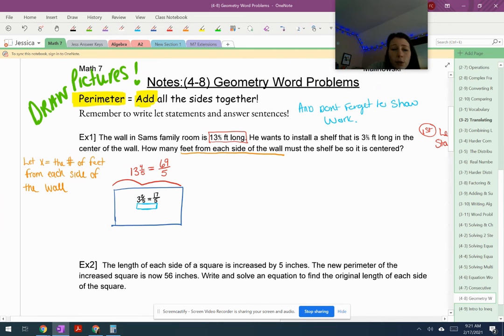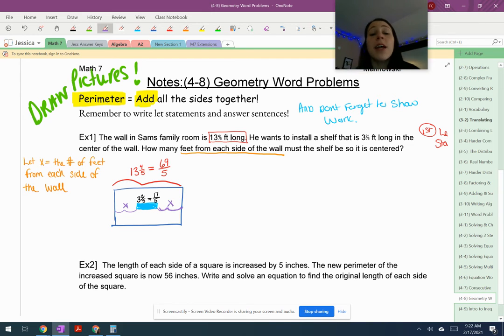Okay, so we have a picture of some sort. We have a wall, and we have our shelf in the middle of the wall. Again, the question was asking us how many feet from each side of the wall must the shelf be? So that means we're looking for here to here, that's going to be x. And from here to here, we know that's going to be the same, which is also x, because it has to be the same, otherwise it's not going to be in the middle, right? It has to be the same amount of distance from both sides of the wall in order for the shelf to be in the middle there.